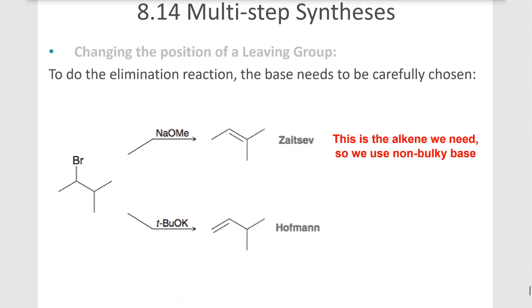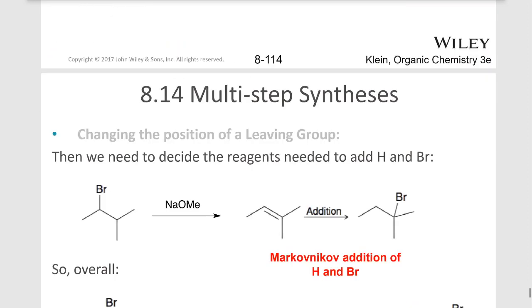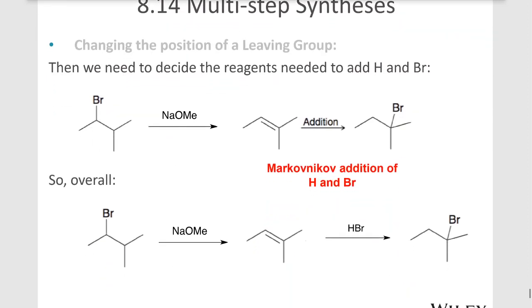Remember that through E2 elimination, we'll pull off the H and Br to give us the more substituted alkene. And to get that, we use a small base. If we want the Hofmann product, we're going to use a big bulky base, but we want this more substituted alkene so that we can eventually add our Br over here. And so we're going to use our smaller base.